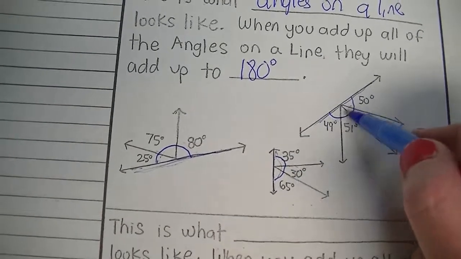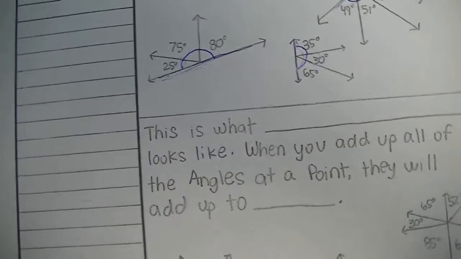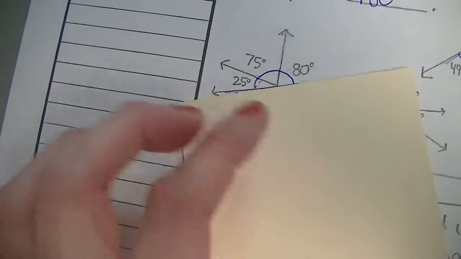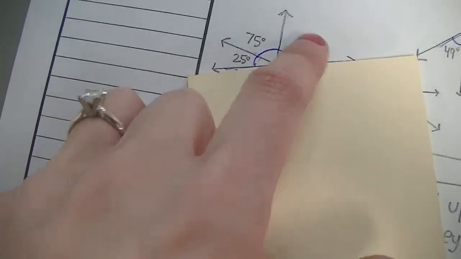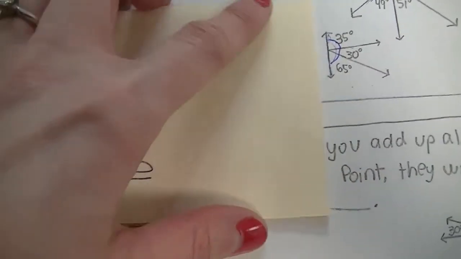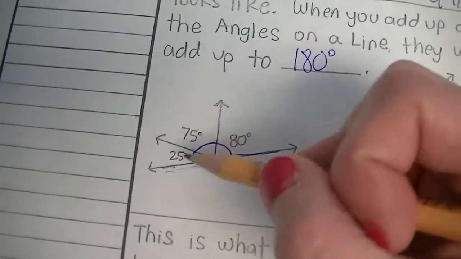So these angles right here, when you add the angles on a line together, they'll have a sum of 180 degrees. Okay? One way that I like to see angles on a line is I can see that if I had just a straight edge right there, see how they're all along that line right there? So they would have a sum of 180 degrees. There's another one right there. And right there.